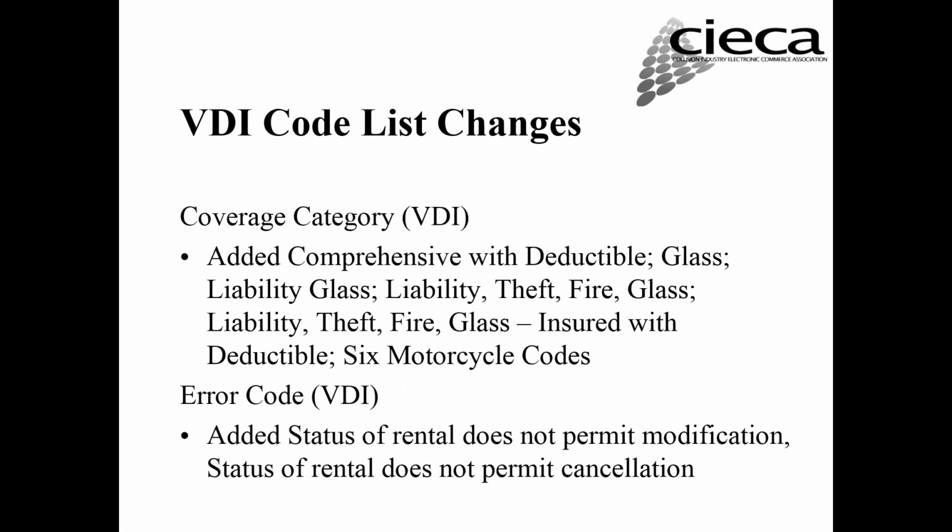The coverage category added codes for comprehensive with deductible, for glass, for liability, theft, fire, and glass, liability, theft, fire, glass, insured with deductible, and 6 new motorcycle coverage codes. In the error codes, we added 2 for status of the rental does not permit modification, and status of rental does not permit cancellation.